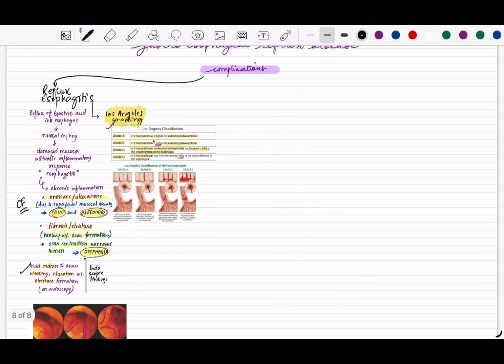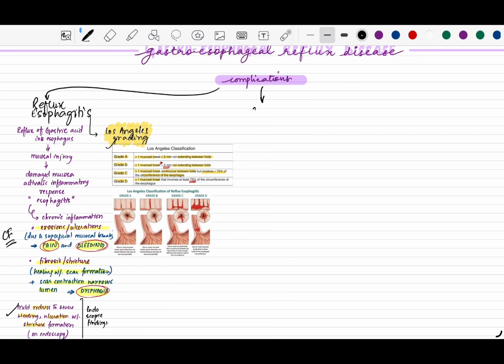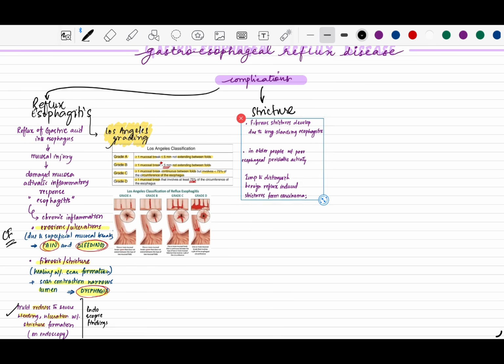The next complication that we will be discussing is stricture formation. Fibrous strictures develop due to long-standing esophagitis. As we discussed, healing of esophagitis with scar formation, and as the scar contracts, it narrows the lumen, leading to dysphagia. This is what we call a stricture. It is more common in older people with poor esophageal peristaltic activity, which means that there is going to be decreased clearance of acid from the esophagus.